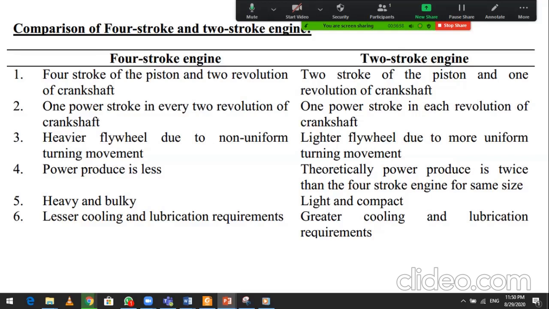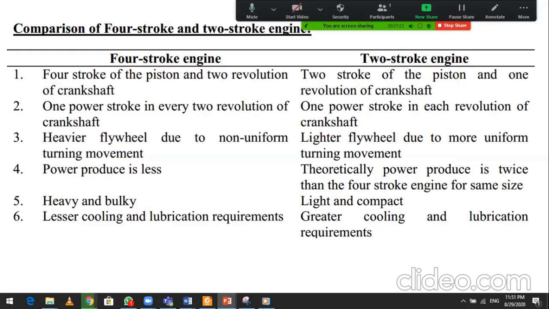Heavier flywheel due to non-uniform turning movement. Lighter flywheel due to more uniform turning movement. Power produced is less. Theoretically, power produced is twice that of the 4-stroke engine for the same size. Light and compact. Here it is heavy and bulky, okay?